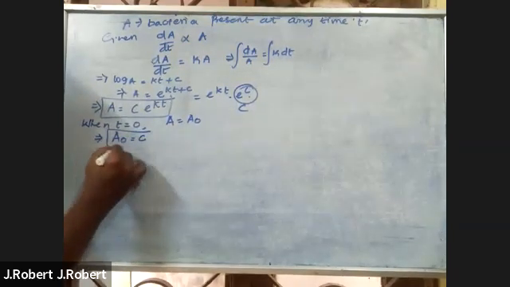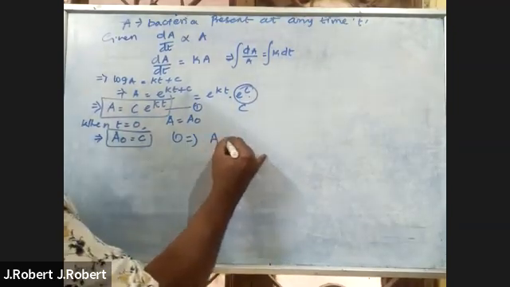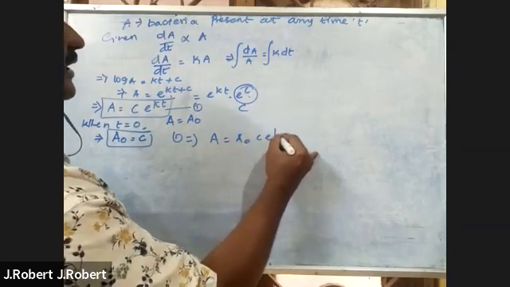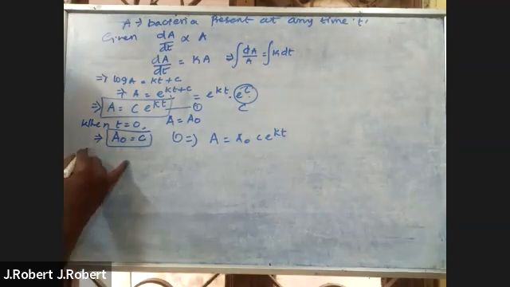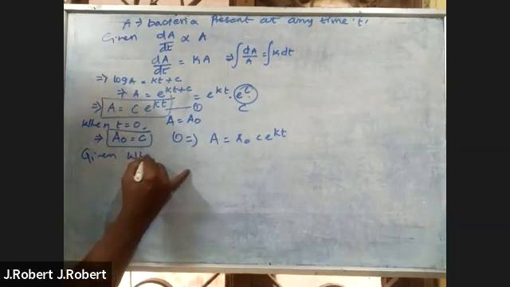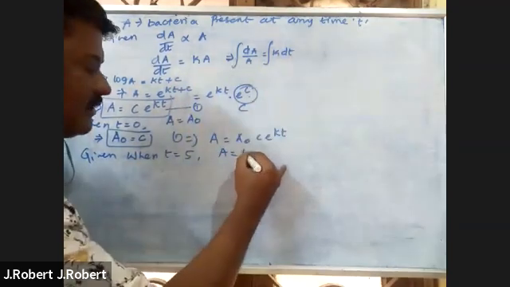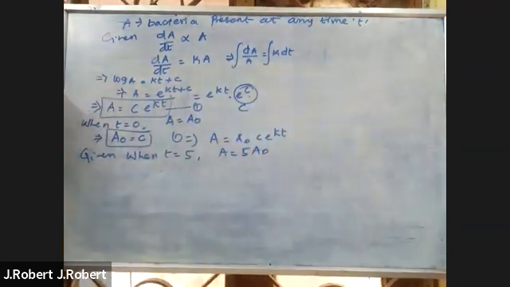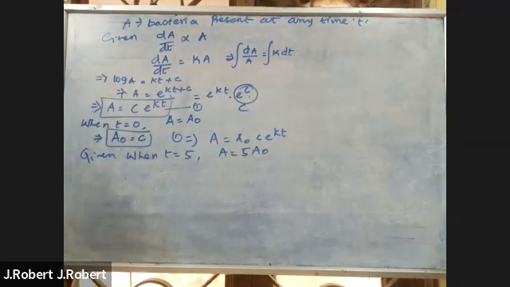Then your C is equal to A0. So equation 1 becomes A is equal to A0 C e power kt. Here A0 is the initial amount, and it is given that after 5 hours the number triples, that is, becomes 3 times. So given when t is equal to 5, the amount becomes 5 times increased from the initial amount, so 5 times of A0.